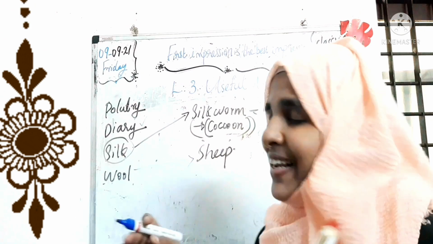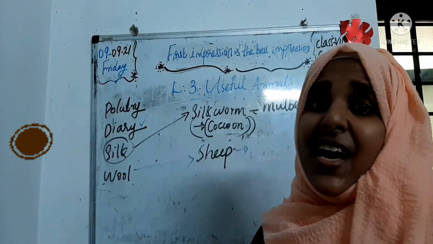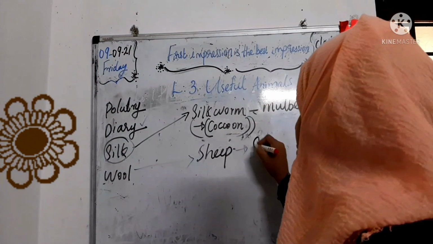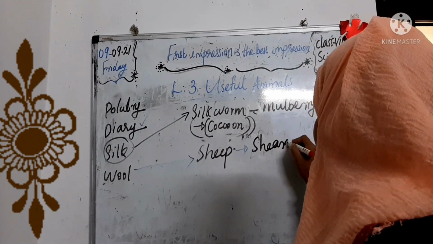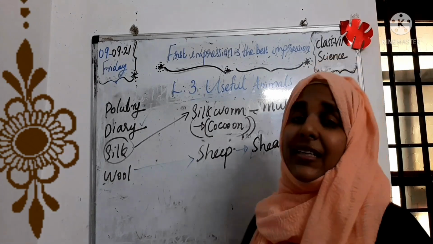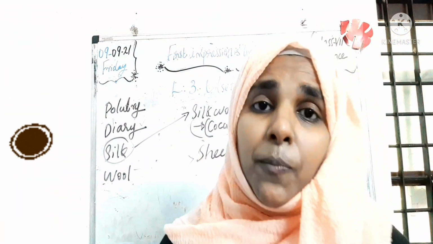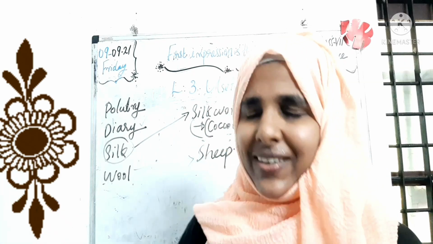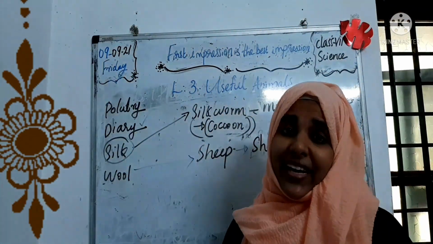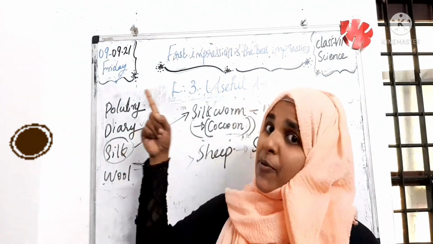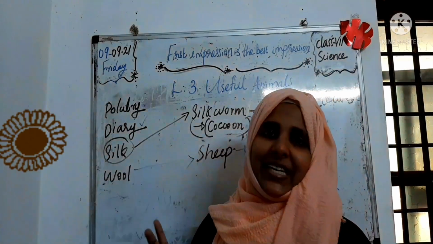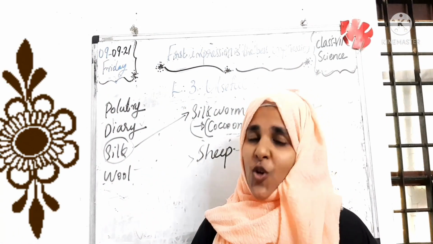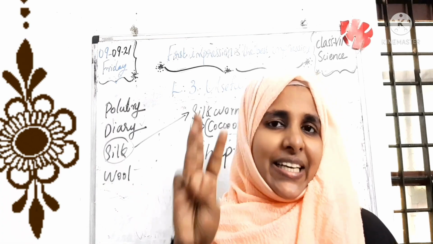The process of removing the hair from the bodies of animals like sheep or yak, we call shearing. So mainly we remove the sheep's hair from the sheep's body, is it? That process we call shearing. And that hair we use for the preparation of sweaters and different types of woolen clothes. Clear children? Now you understand, from animals we can get varieties of useful items. It may be food, or it may be clothes. Other uses we can check in our next class. All should read the lesson at least 3 times.